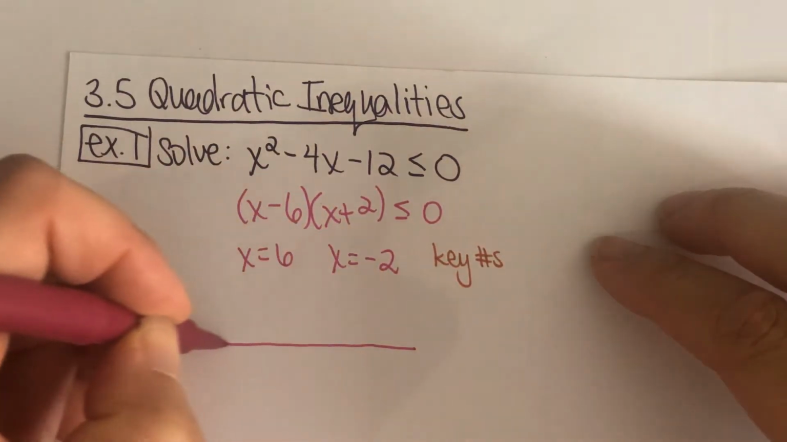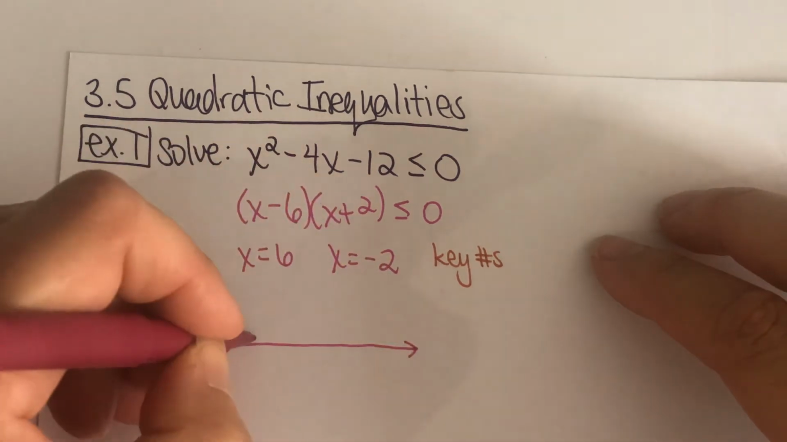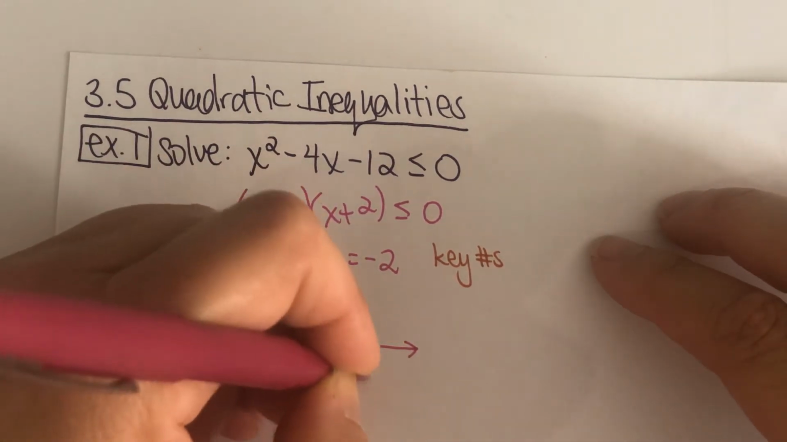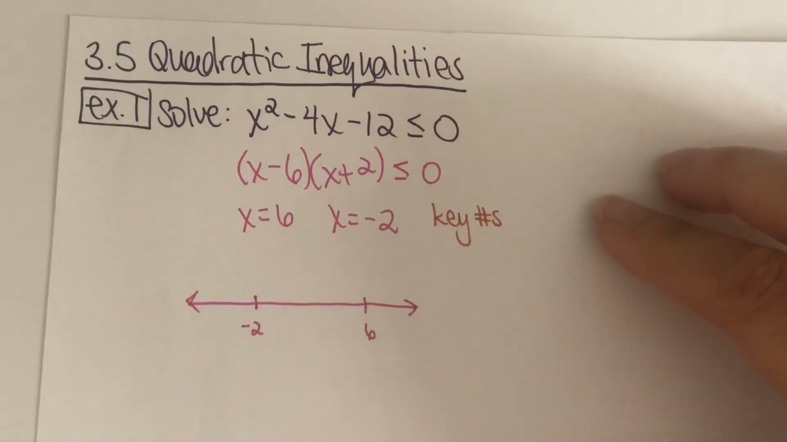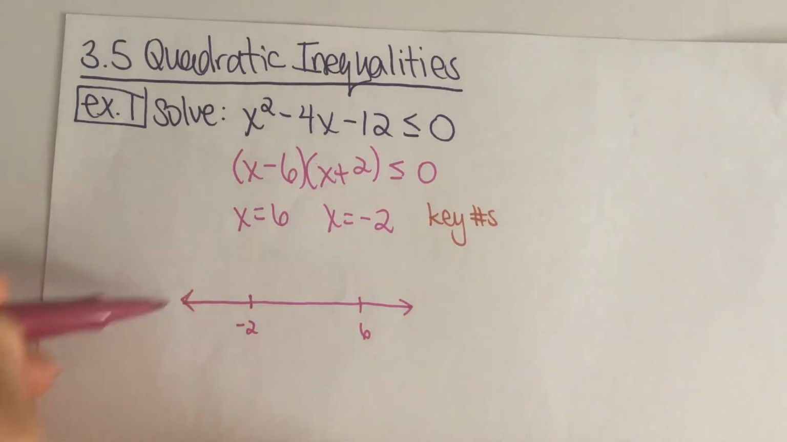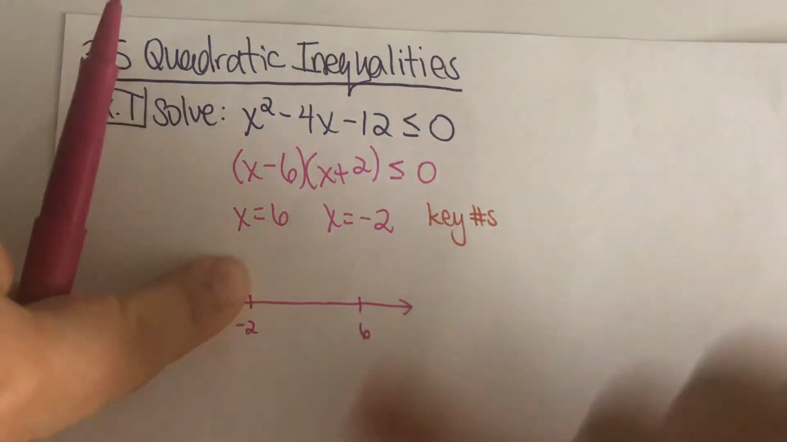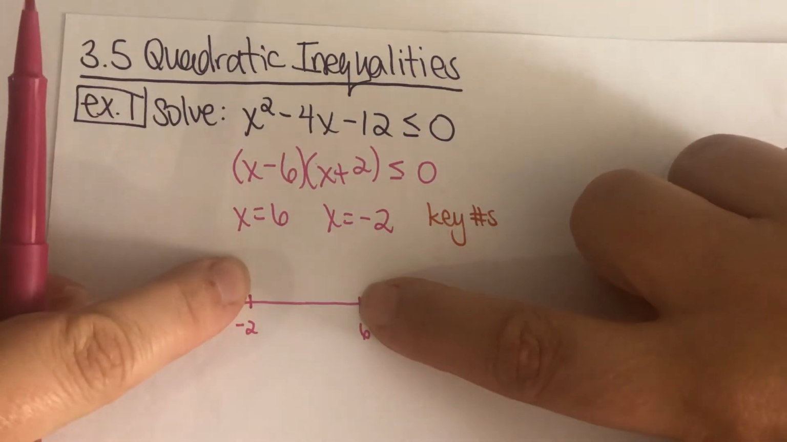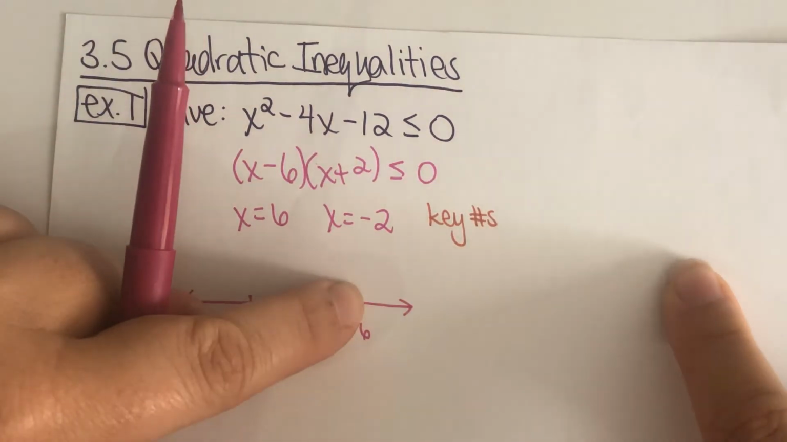Those key numbers I use on a number line. Now make sure you put them in the right order. Smallest is on the left, okay? Now I'm imagining I'm chopping this number line at those spots. So I have the piece to the left, and then I'm chopping, I have the piece in the middle, and then I have the piece to the right, okay?